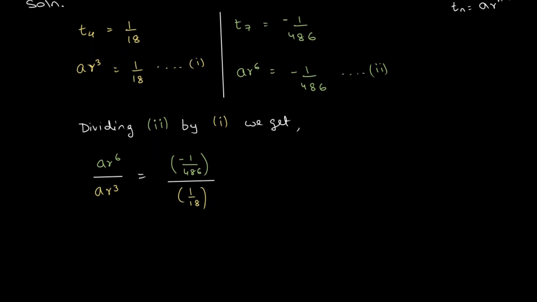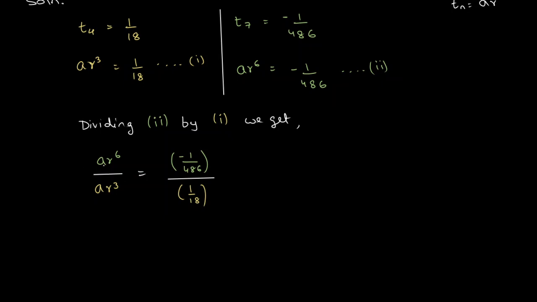I've divided the second equation by the first one, and the reason to do that is, if you notice now, on the left hand side I have a in the numerator and a in the denominator, that gets cancelled. R raised to 6 divided by r cube. Now if you remember the laws of indices, a raised to m upon a raised to n is a raised to m minus n. So r raised to 6 minus 3 will give me r cube. This value here needs to be simplified a little. Negative 1 upon 486 divided by 1 upon 18 makes it multiplied by 18 upon 1. And here as well, the terms can be cancelled out.